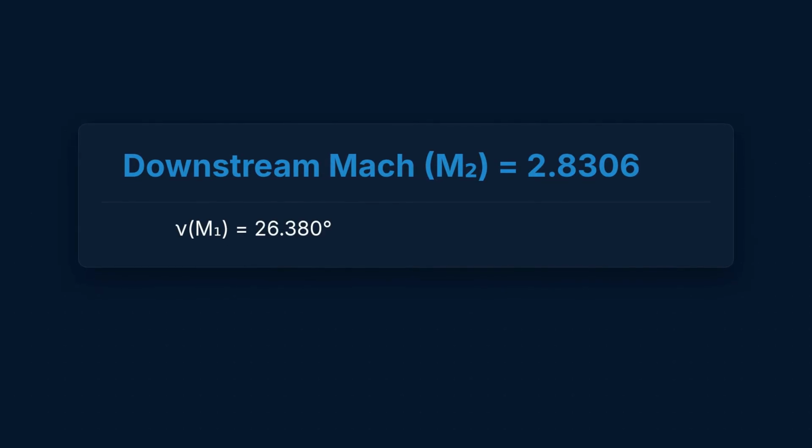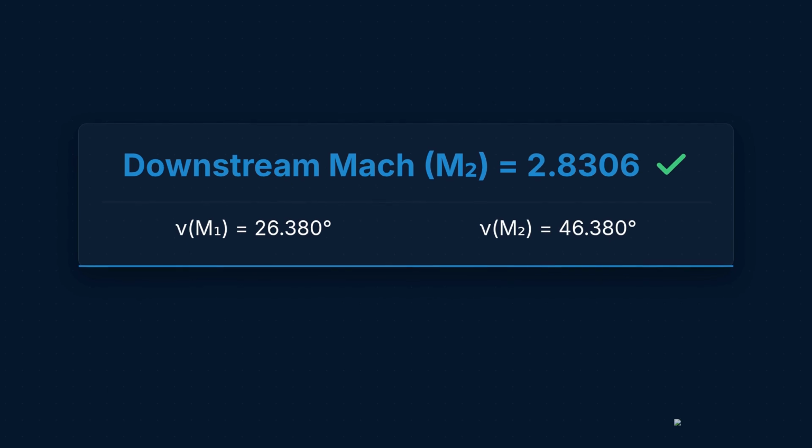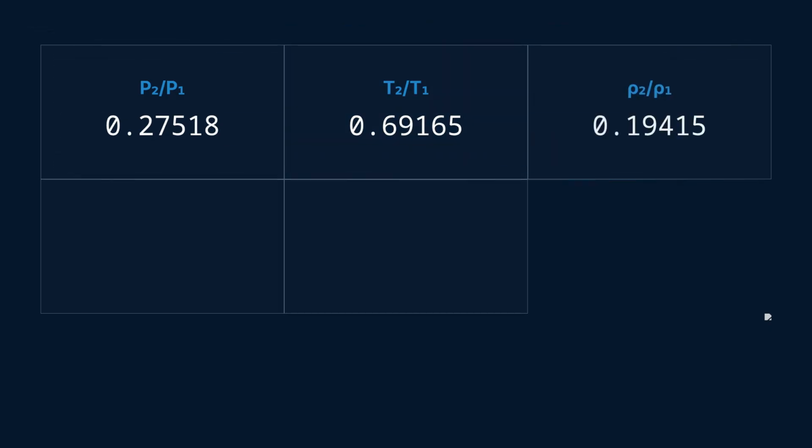The Prandtl Meyer function, nm1, is 26.380 degrees, and nm2 is 46.380 degrees, confirming our 20-degree deflection. The pressure ratio P2/P1 is 0.27518. Temperature ratio T2/T1 is 0.69165, and density ratio R2/R1 is 0.39785.